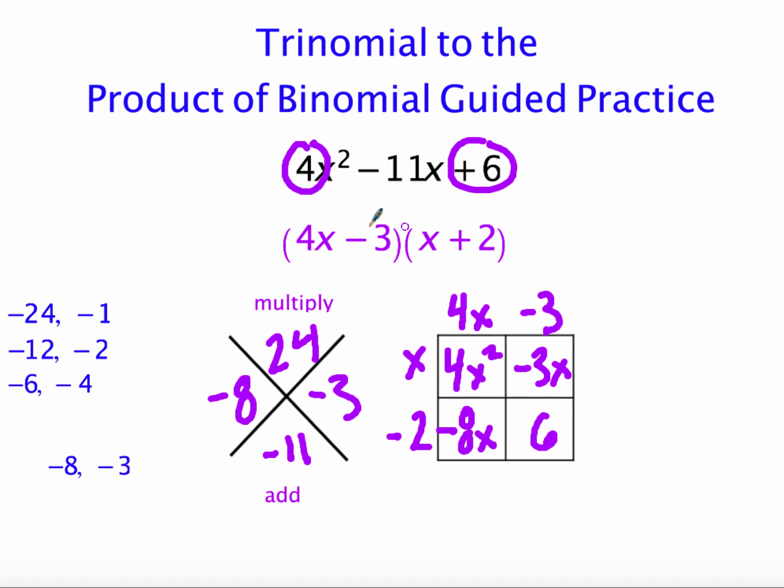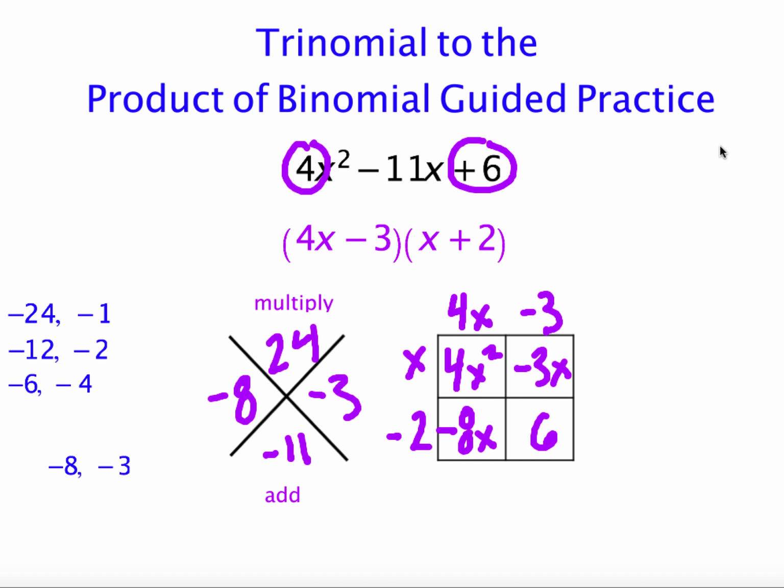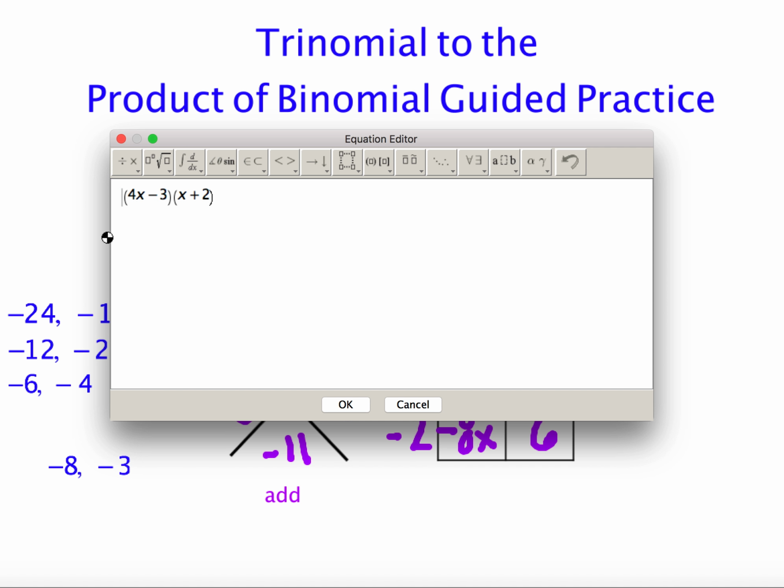And then I check to make sure, yes, negative 2 times negative 3 gives me 6. So this is how I end up with that answer, 4x minus 3 times, oh, not x plus 2. I hope that wasn't on all, oh, thank goodness. Not times plus 2, times minus 2. So let's fix that.